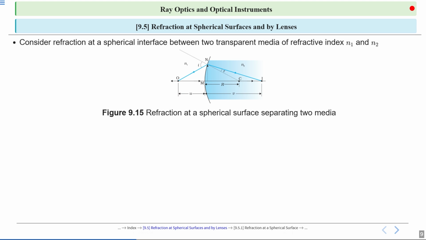Figure 9.15 represents refraction at a spherical surface separating two media. Consider refraction at a spherical surface between two transparent media. The media should be transparent so that light can travel through both media of refractive index n1 and n2. So we have considered this spherical surface.